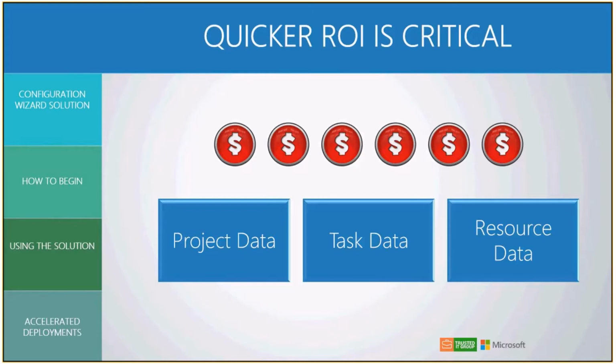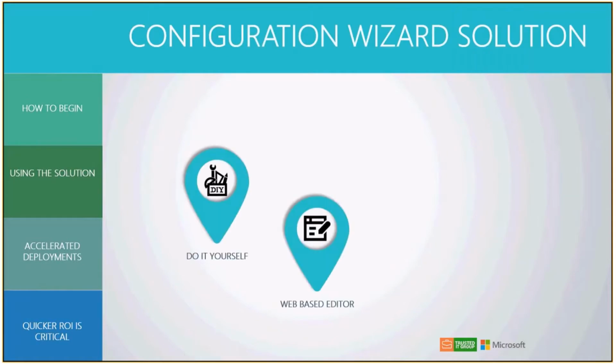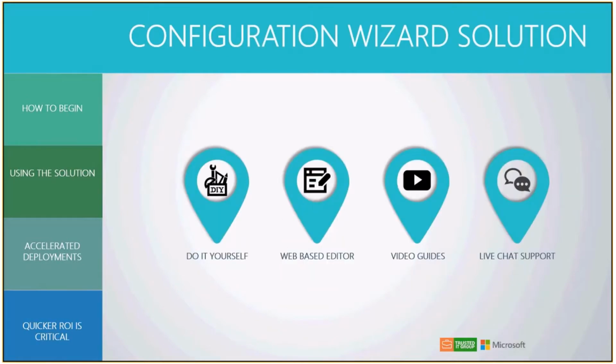So for this, what we decided to do is launch this Microsoft Project Online Configuration Wizard solution. Very simply put, this configuration wizard solution is a do-it-yourself web-based editor that has video guides and live chat support in this website. So you would be able to configure it yourself. You'd be able to log on to a website. And I'm going to show you this, and we're going to configure something together, and I'm going to show you how simple it could be.